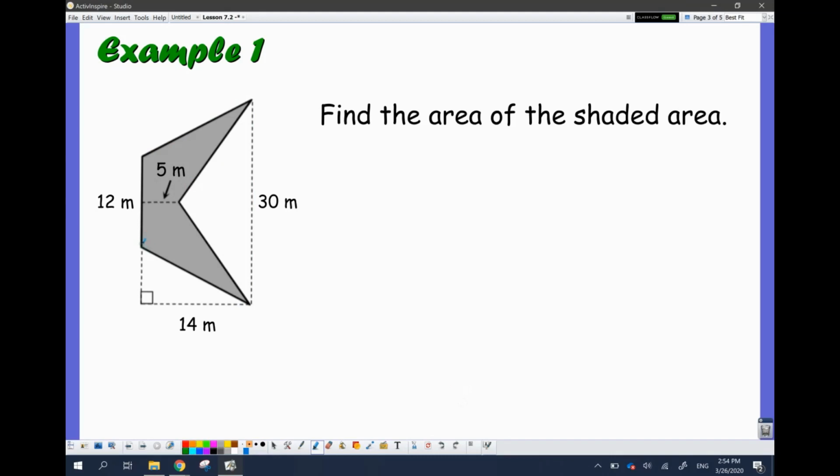Now again, I'm going to highlight my trapezoid, which is like this, and I'm going to highlight my triangle. Now that I have the trapezoid and triangle highlighted, these are the two shapes that I'm going to be working with. So I'm going to set up a section over here on my work for the trapezoid.